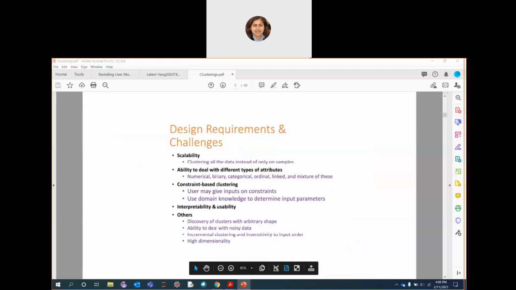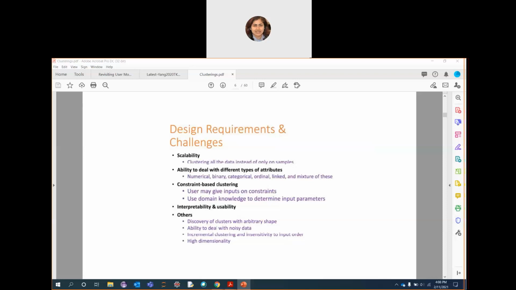So after the applications, we can look at some of the design requirements and challenges. Applying approaches to different large data sets is not always easy. It's never easy actually. There are different features or characteristics you have to look into. Some of the challenges can be, one of them is scalability. It depends on how big the scale of the data is. Clustering all the data instead of just only samples.